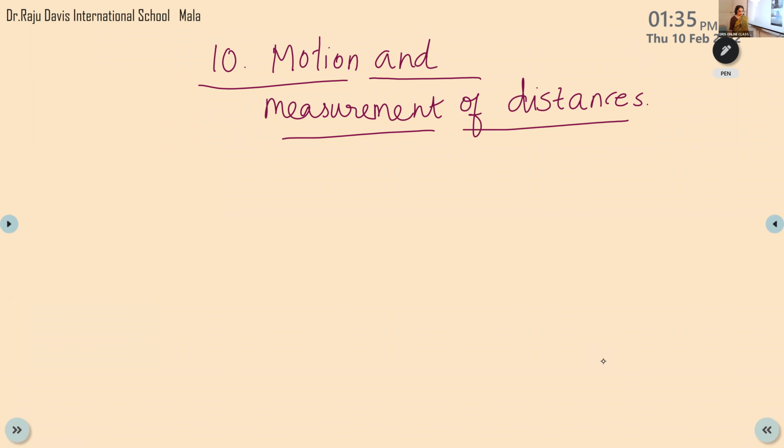Vehicles that are moving on a straight road. Vehicles means cars, trucks, bicycles. If you are walking, that is also included. Skating also. So these all are examples for rectilinear motion of an object.